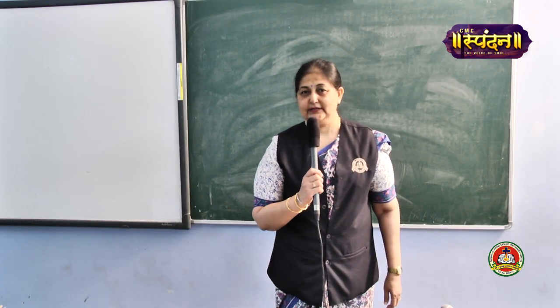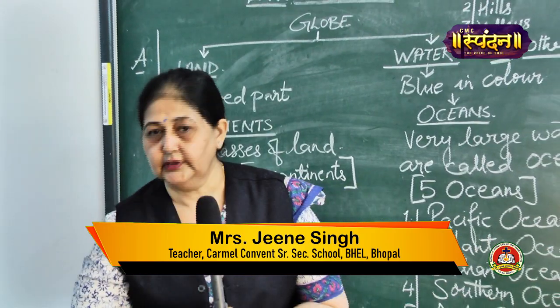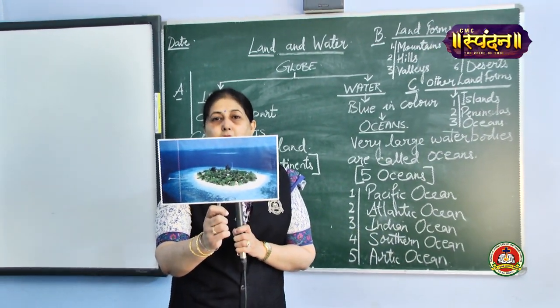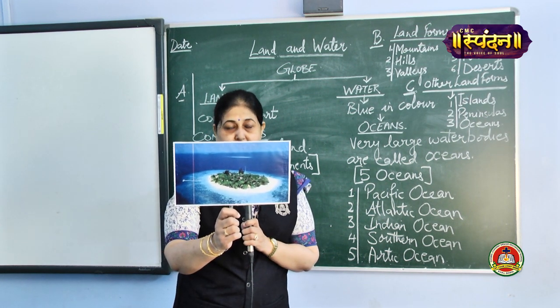Good morning, children. The other landforms are islands. Now, I'll show you. Here is the picture of an island. An island is a piece of land surrounded by water on all sides. Yes?